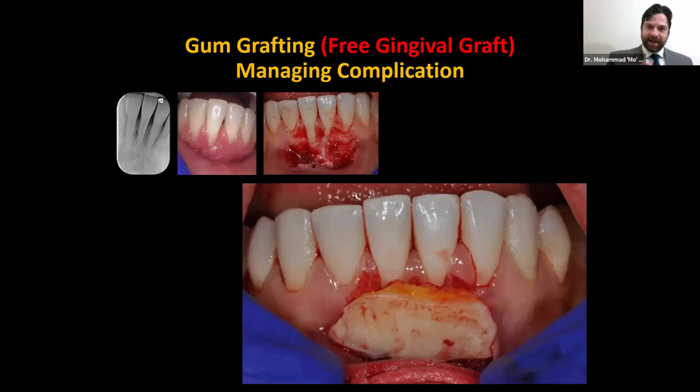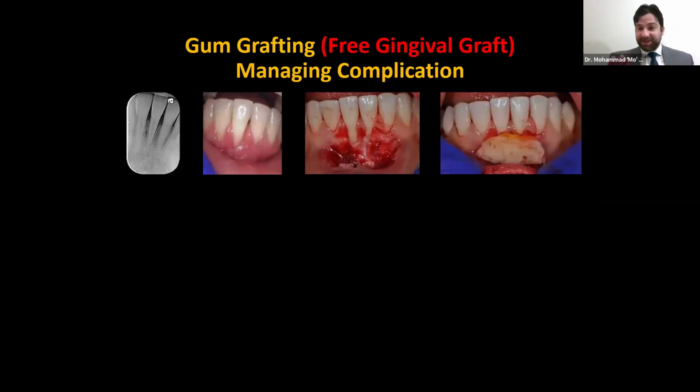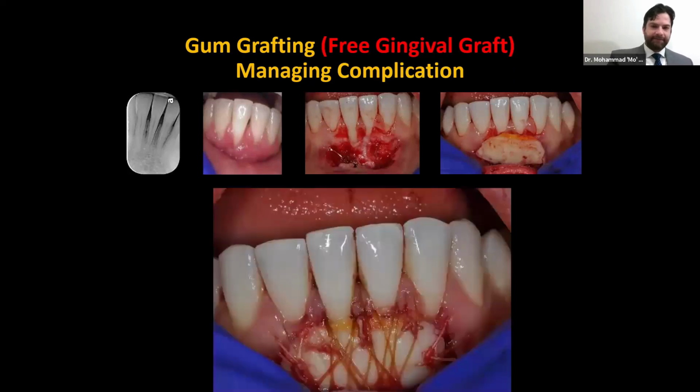Once I've done that, I'm happy with my positioning, then it's time to suture the area. So this is what we had. This is what we did, which was partial thickness flap. And then we place the graft and now we're going to secure it. So you see a lot of suturing.